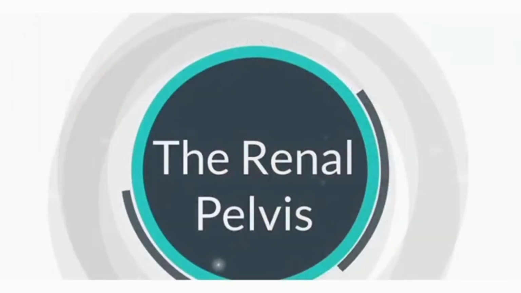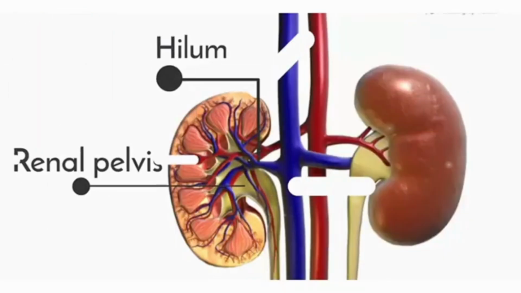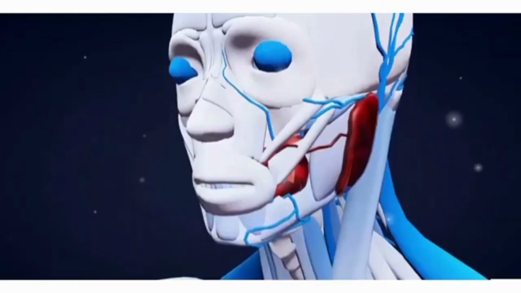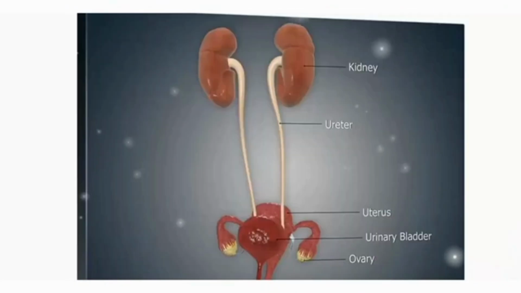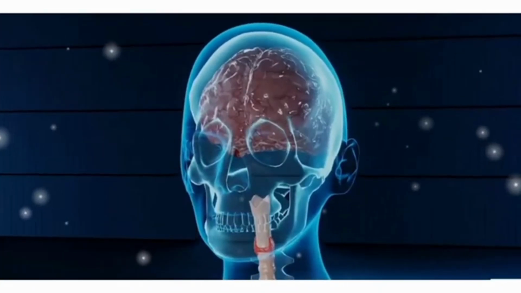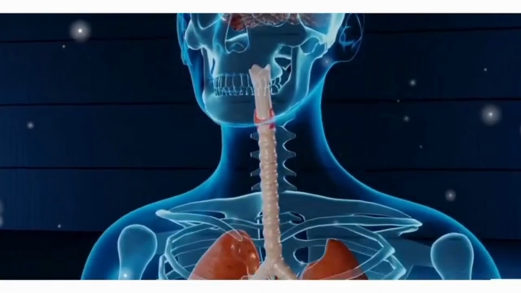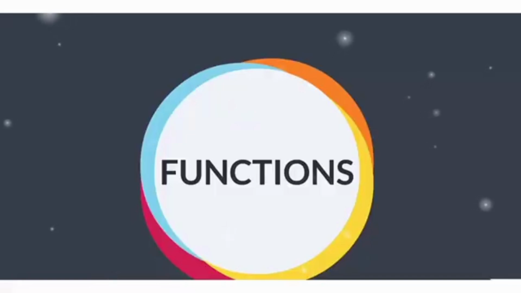The renal pelvis. The hilum is contained in the renal pelvis. The hilum serves as an exit and entrance point for nerves and blood vessels. It also serves as a point of exit to the ureter. This layer connects the kidney with the other parts of the kidney.